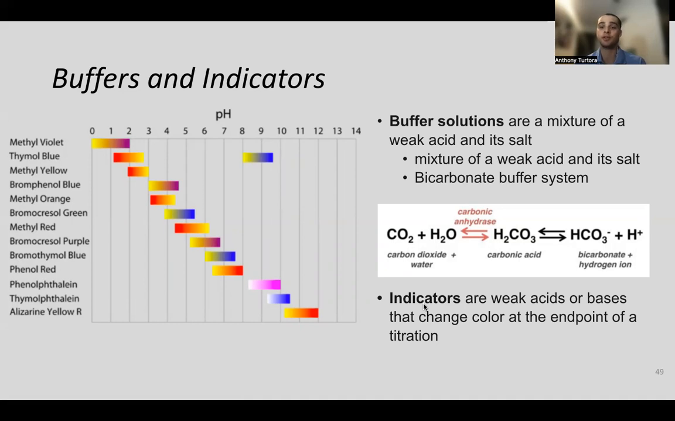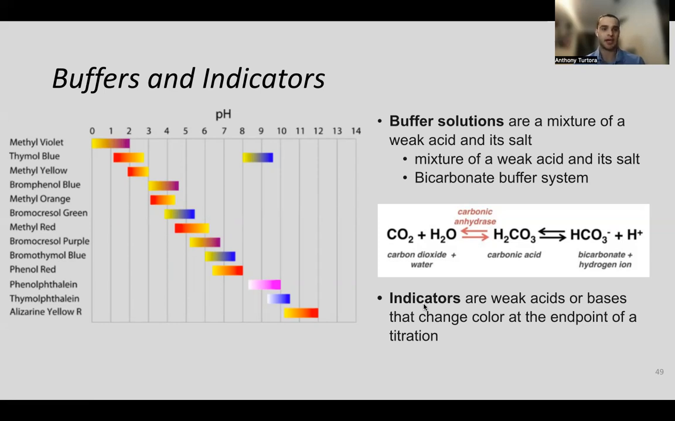Now, indicators are weak acids or weak bases that change color at the endpoint of a titration. The endpoint of a titration is pretty close to the equivalence point, so it can estimate it pretty well.